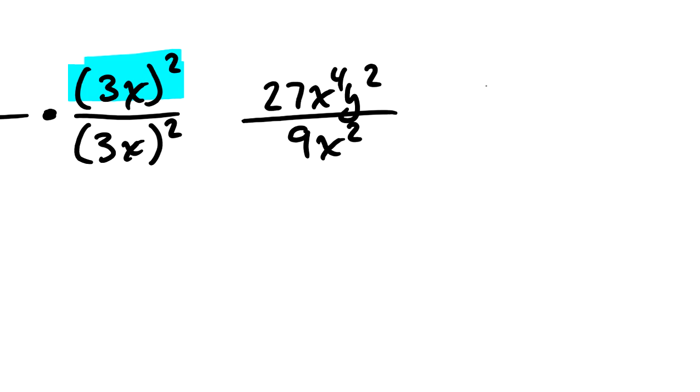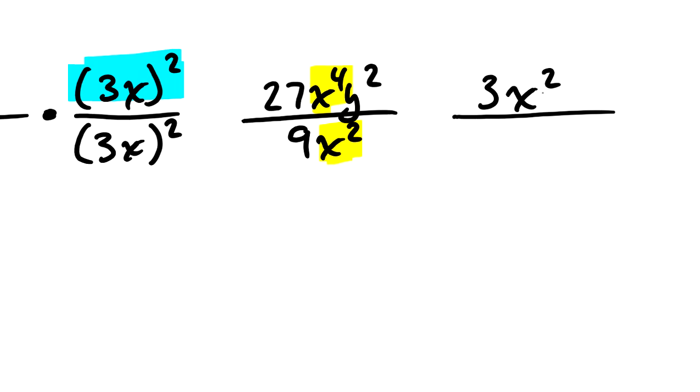27 is 3 times 9, so I'm just going to do this. 27 divided by 9 is 3, right? So there's a 3 left over in the numerator. I've got x to the 4th over x squared. When I simplify that, x to the 4th over x squared gives me just plain old x to the 2nd power, right? That's x times x times x times x in the numerator, divided by x times x.